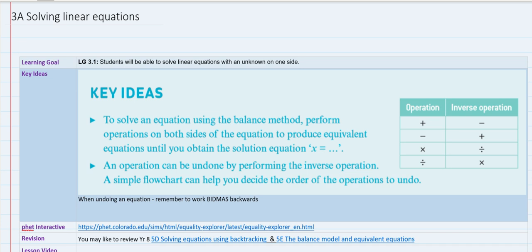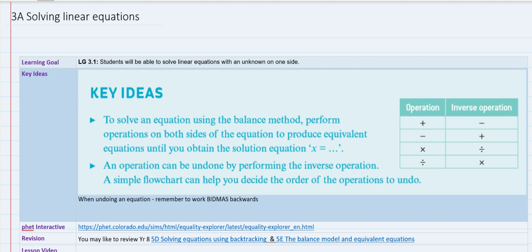We're starting chapter 3. We're looking at solving linear equations today. So the key ideas are that you want to be able to solve an equation first of all by the balance method. And when we do this, we're going to perform operations on both sides of the equation to produce equivalent equations until you obtain the solution where the pronumeral, for example x, equals a certain constant.